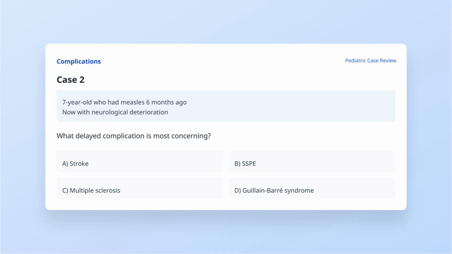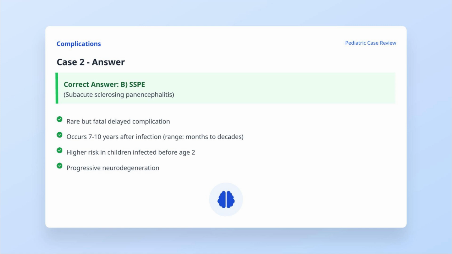A 7-year-old who recovered from measles 6 months ago presents with progressive neurological deterioration, including cognitive decline, myoclonic jerks, and ataxia. What delayed complication of measles is most concerning? A. Stroke, B. Subacute sclerosing panencephalitis, C. Multiple sclerosis, or D. Guillain-Barré syndrome? The correct answer is B.